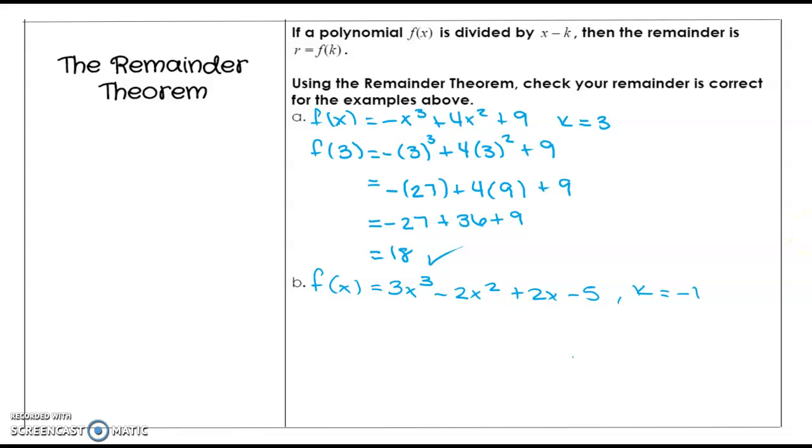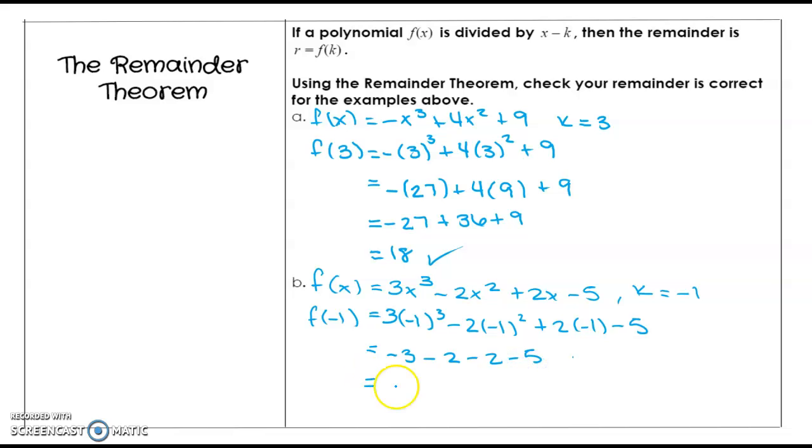All right, so hopefully you paused the video and you got f of negative 1 equal to 3 times negative 1 to the third power minus 2 times negative 1 to the second power plus 2 times negative 1 minus 5. Once you simplify that, you should get negative 3 minus 2 minus 2 minus 5, which simplifies to negative 12. Since this is the remainder that we got in the first section when we divided these polynomials, we know we are correct.